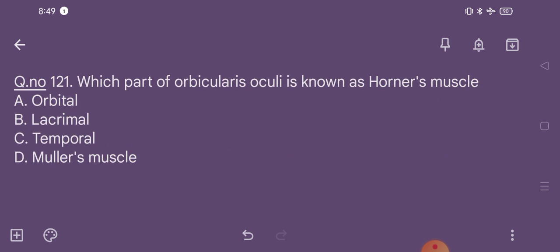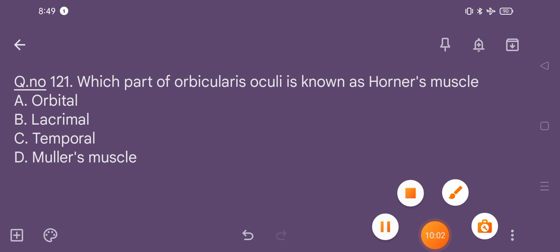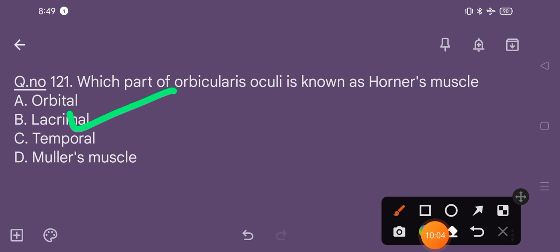Question number 121. Which part of the orbicularis oculi is known as the Horner's muscle? Option A, orbital; option B, lacrimal; option C, temporal; option D, Muller's muscle. The correct option is option B, that is lacrimal.